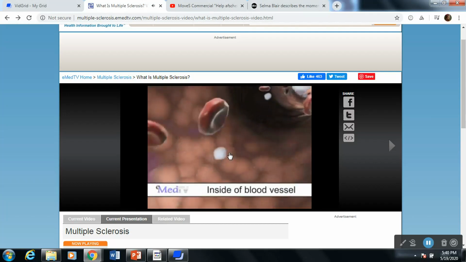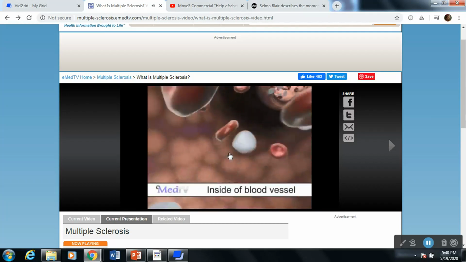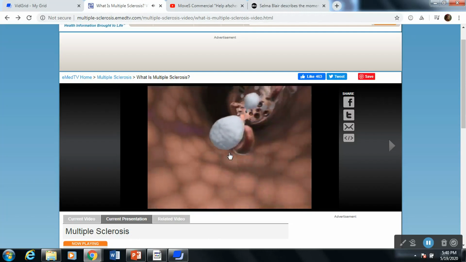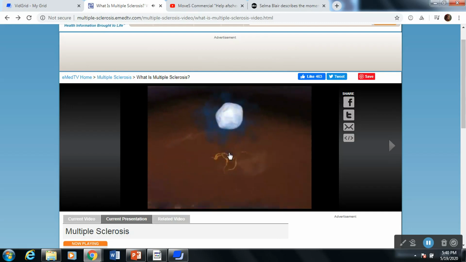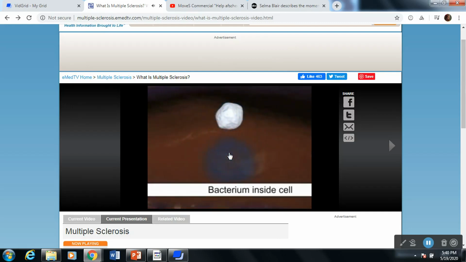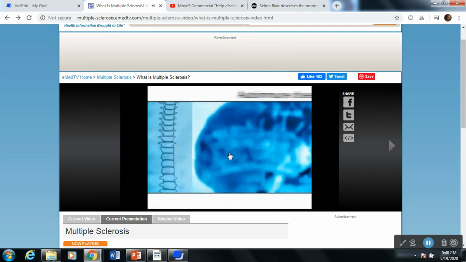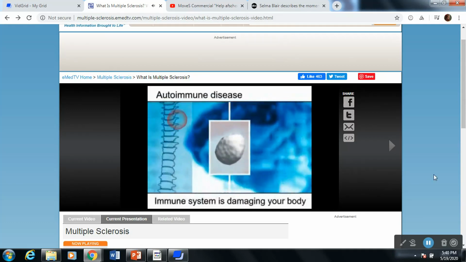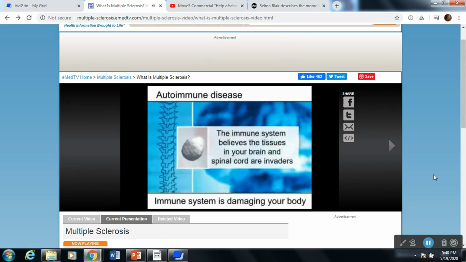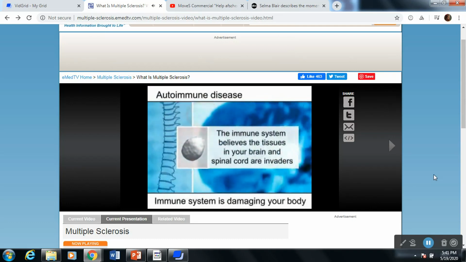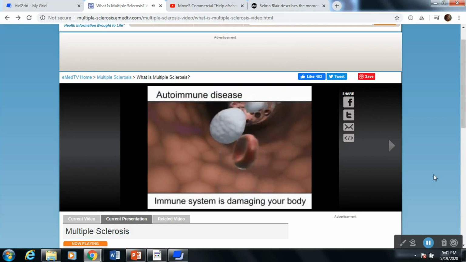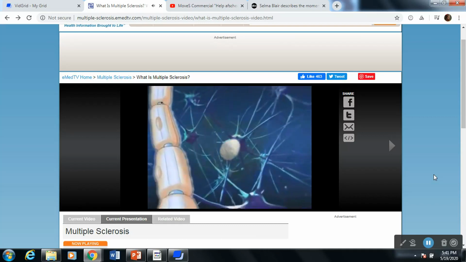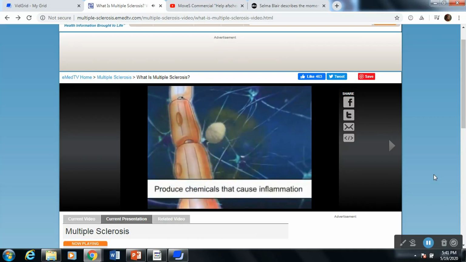Normally, your immune system helps protect you. It does this by sending in white blood cells and special proteins whenever a foreign substance, like a bacterium or virus, invades your body. Multiple sclerosis is an autoimmune disease, meaning your own immune system is damaging your body. The immune system mistakenly believes the healthy tissue in your brain and spinal cord are foreign invaders. Immune cells are sent from the blood into the central nervous system, where they produce chemicals that cause inflammation.